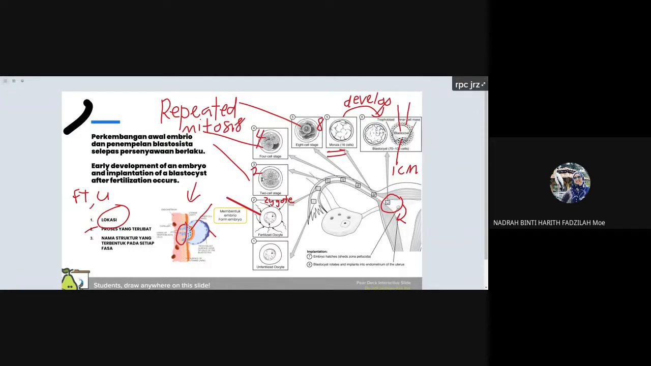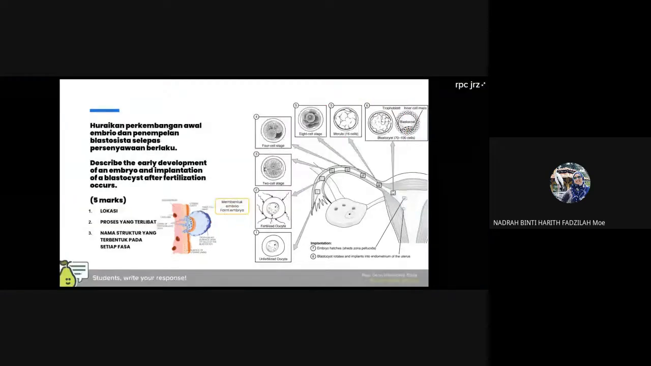If the marks are a lot, then we have to be detailed. We have to mention the location, the name of the process, and the 2, 4, 8, 16 cells and so on. So why not we try one question related to the development of the embryo here. Describe the early development of an embryo and implantation of the blastocyst after fertilization. Okay, this is an example of a detailed question because the marks are 5.